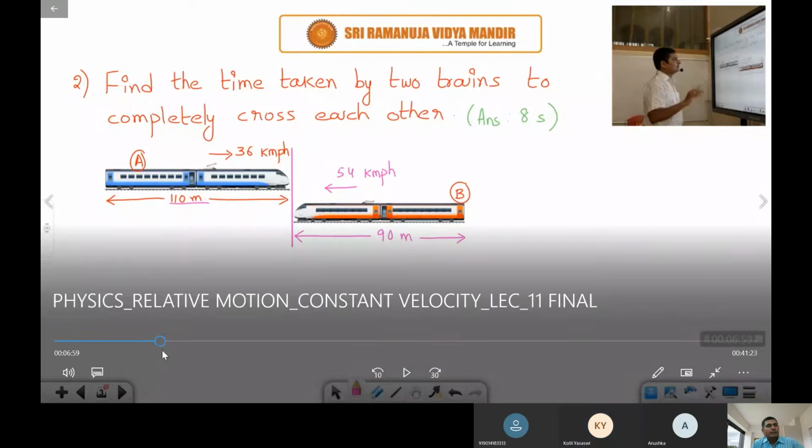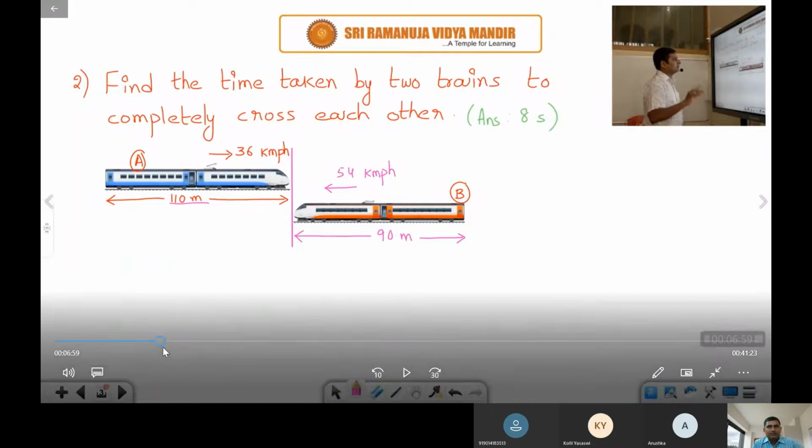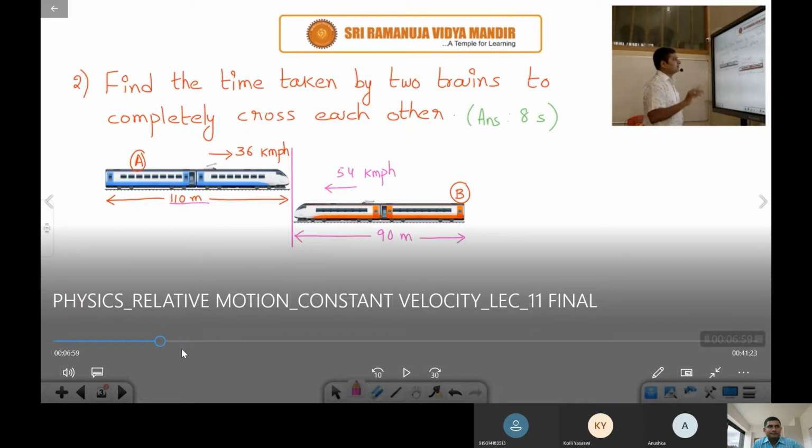54 kilometers per hour into 5 by 18. 18 3s are 54, 3 5s are 15 meters per second, sir. Okay, so you wrote those values. Now, what is the second step?